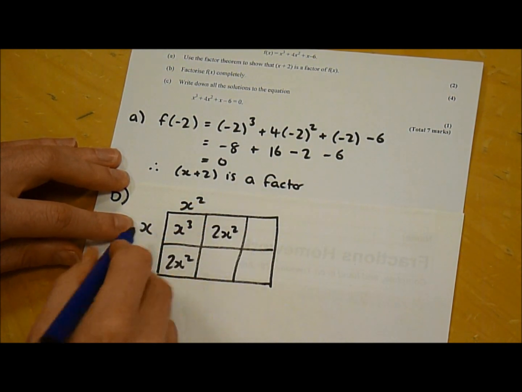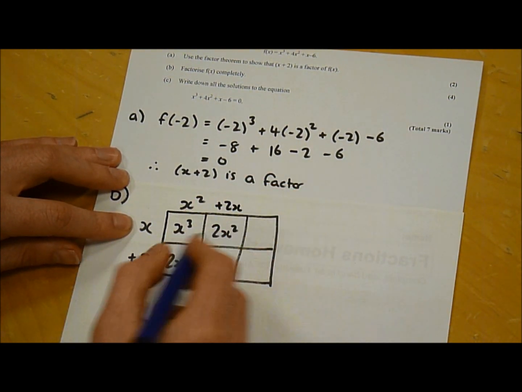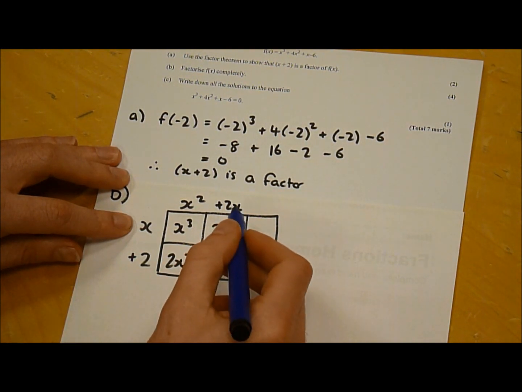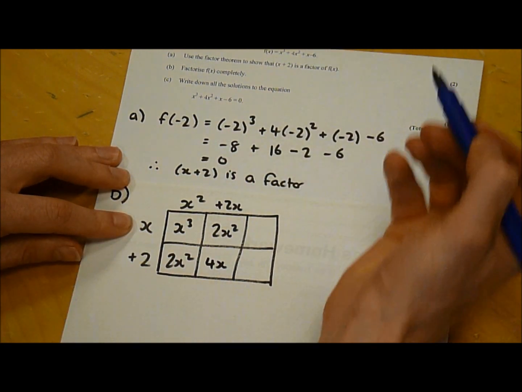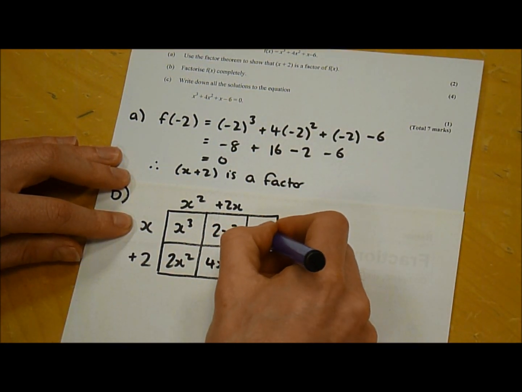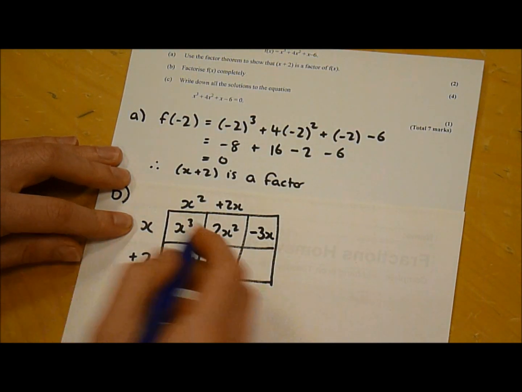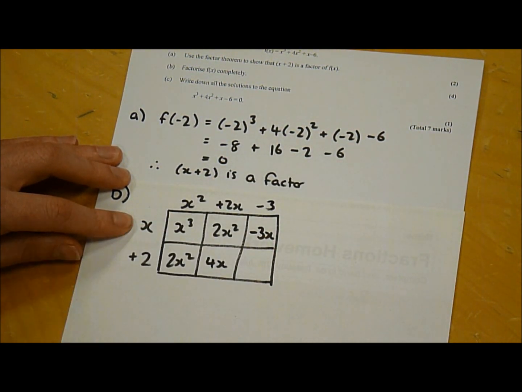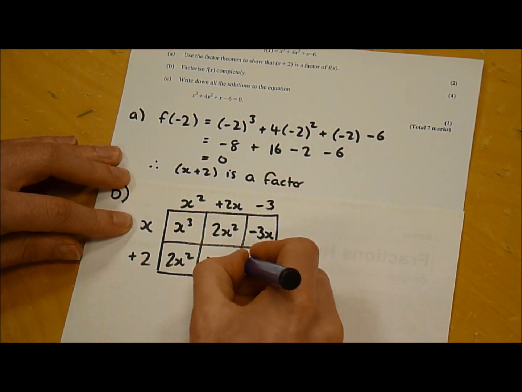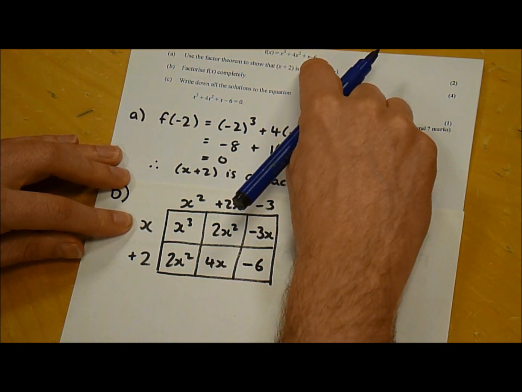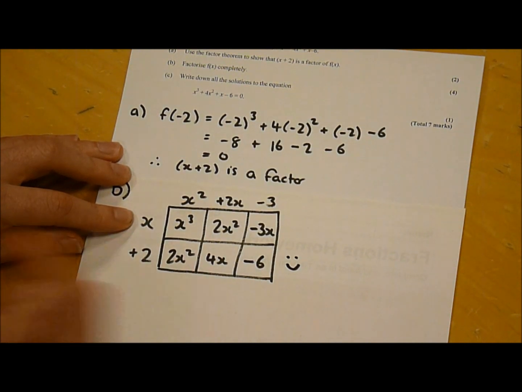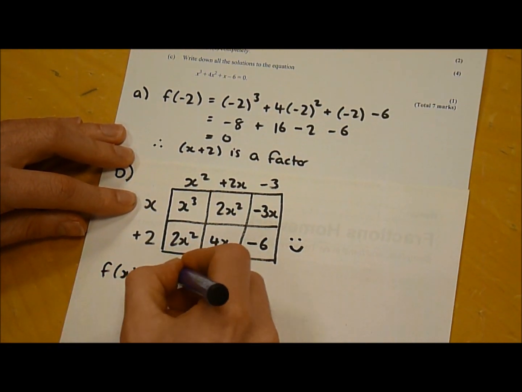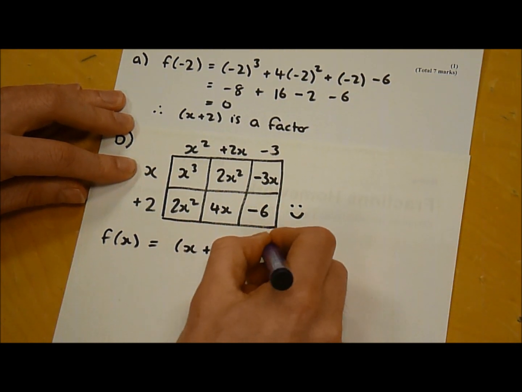So that must have come from times x by plus 2x to get the 2x squared in this box. So then down here I can fill this box in with 4x. How many x's do I want? I want plus 1. So this must be minus 3x to give us 1x. And so that must have come from minus 3 times x. And the good thing is, if we're expecting this to divide in exactly, what we should get in this box, which is minus 6, should give the same as the number at the end, which it does, and that makes us happy. Okay, so we know that f of x is equal to x plus 2 times x squared plus 2x minus 3.